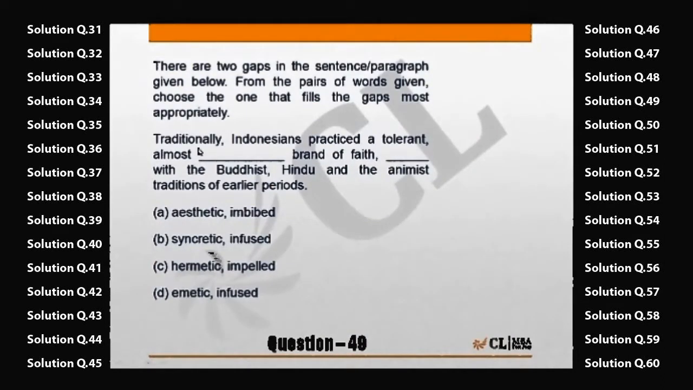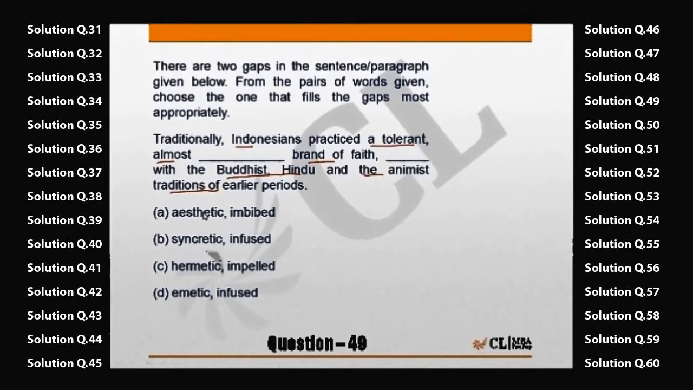Question 49, a fill in the blank question with two blanks. Let's read the statement and go to the choices. Traditionally, Indonesians practiced a tolerant, almost dash brand of faith, dash with the Buddhist, Hindu and the animist traditions of the earlier period. So Indonesians are practicing, as per the statement, a brand of faith which combines the earlier tradition, the Buddhist, Hindu and the animist tradition.